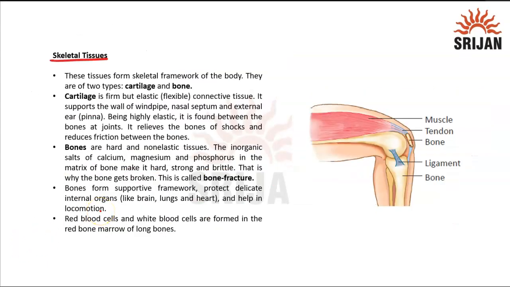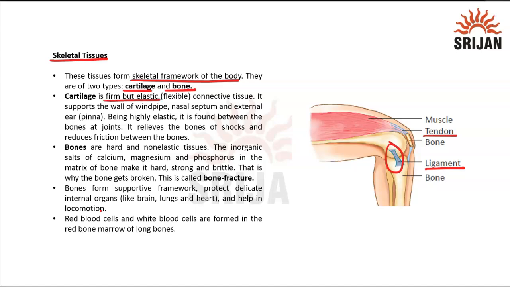Now skeletal tissue forms the skeletal framework of the body, as the name suggests. Okay, they are of two types, cartilage and bone. So tendon, as you can see here, and ligament are different. As you can see, ligament joins two bones, tendon joins muscle and bone. But other than that, bone and cartilage are completely different things, which come under the skeletal tissue.